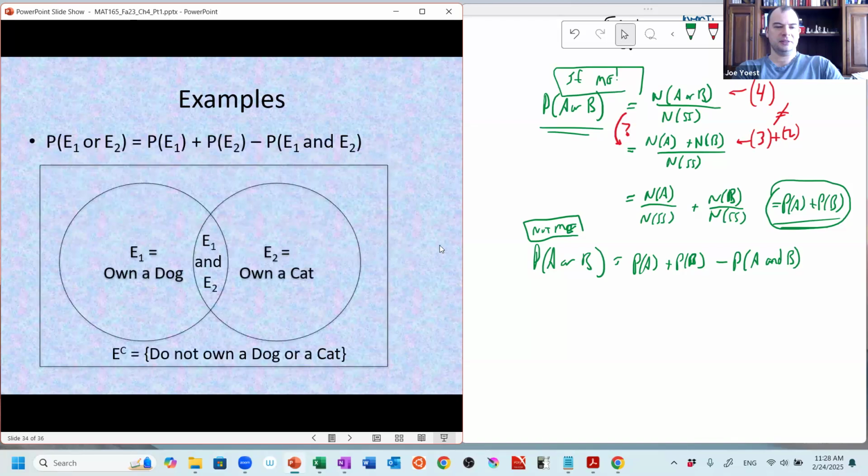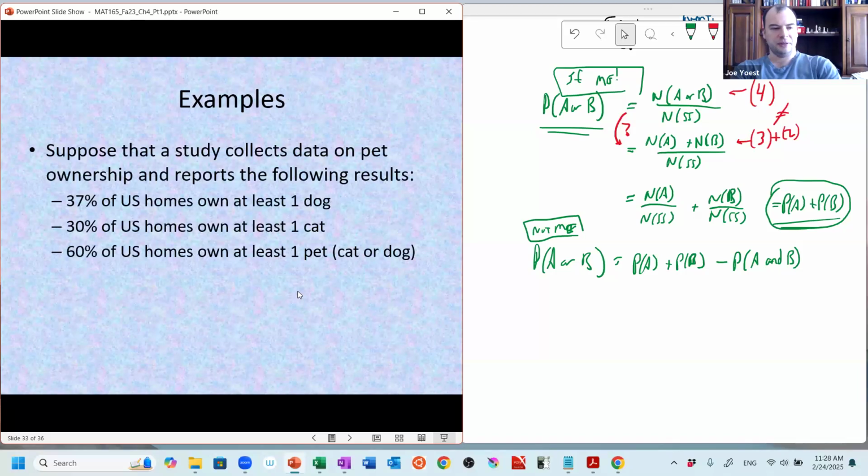But what is happening here? Well, what's happening is that, saying that 37% of U.S. homes own at least one dog, some of those homes could own a dog and no cats, but some of them could own a dog and also a cat. Or of the 30% of homes that own at least one cat, some of those homes could also own a dog. Right? If I had all the homeowners in a room and I said, if you own a dog, raise your hand, the people with a dog and no cat will raise their hand, but also the people with a dog and a cat will raise their hand. And similarly for the cat owners.